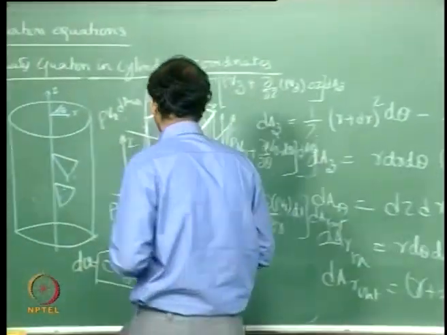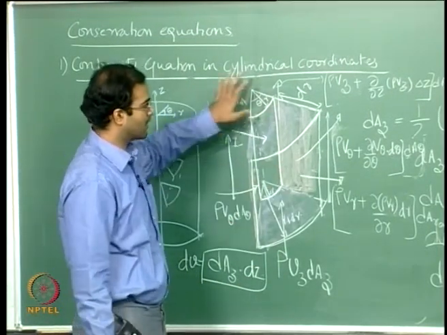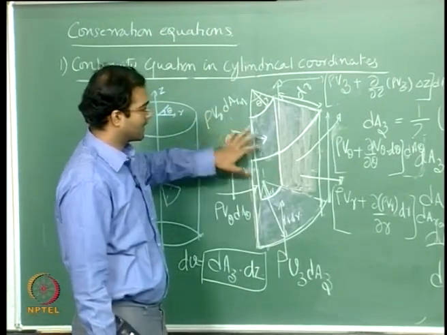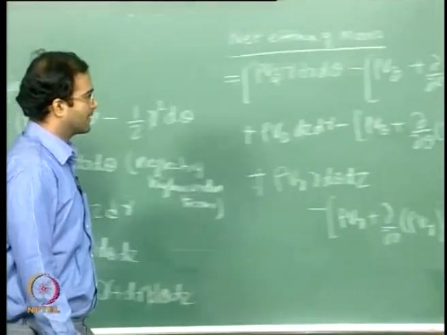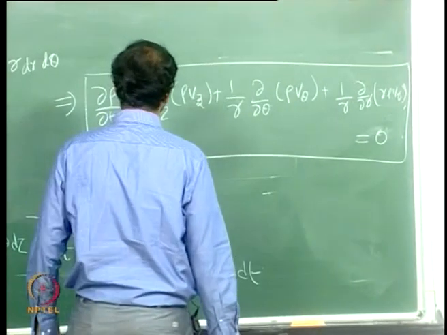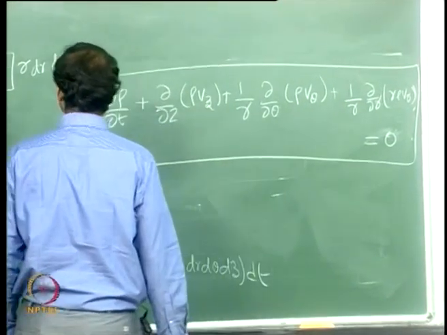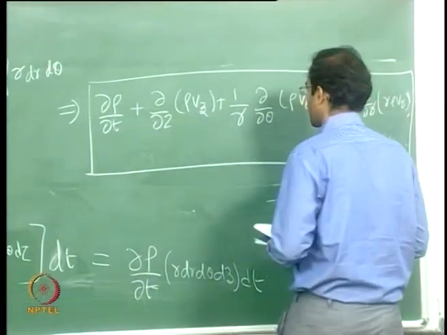So basically this comes out of balancing the mass fluxes going in all the directions through the control volume surfaces to the change of mass within the control volume. So if you simplify, knock off all the common terms and neglect all the higher order terms, the terms which are very small, then you end up with this particular equation.